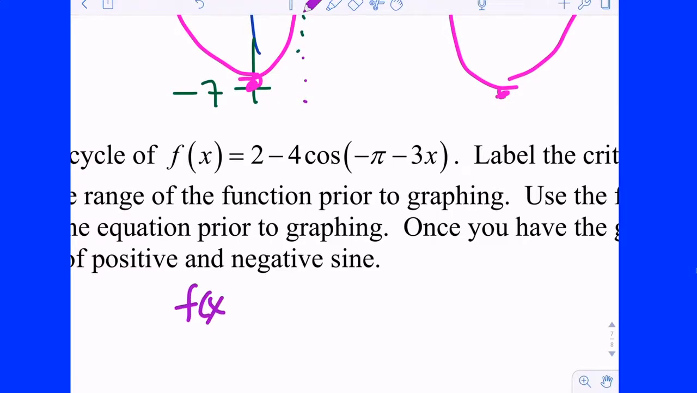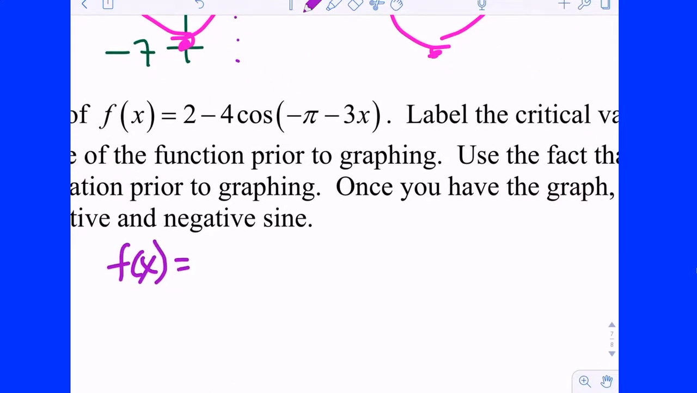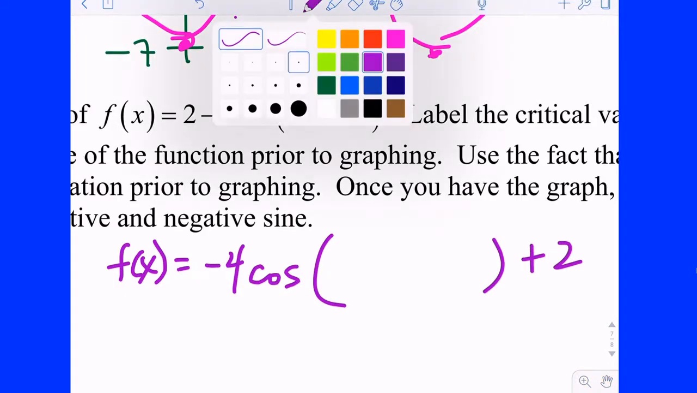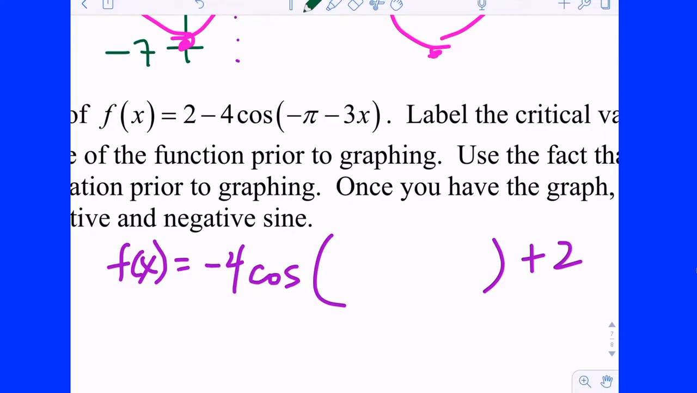f of x equals, where does the 2 go that's in the front? In the back. So I have a -4 cosine, parentheses, leave a space, +2. Now I'm going to switch flavors to green here. You have to do two things on the inside. Number one, you have to have the x term first. It currently is not. And then you have to factor out its coefficient from both terms. So I'm going to factor out a -3 from the x and flip them around. That leaves an x, what?